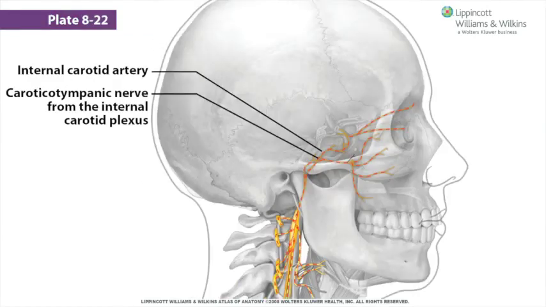The caroticotympanic nerves arise from the sympathetic nerve plexus surrounding the internal carotid artery and pass through the anterior wall of the tympanic cavity from the carotid canal. They also branch out across the promontory to form the tympanic plexus with the branches of the tympanic nerve.